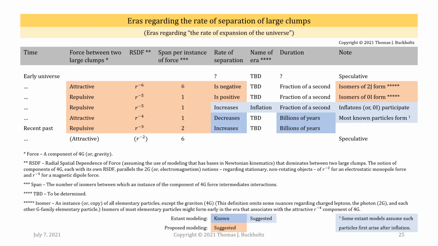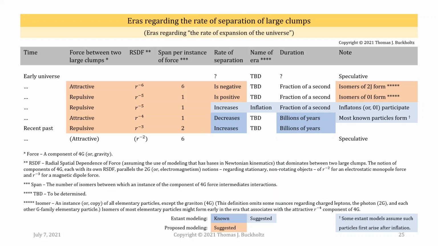My work suggests an explanation for the notion that extant modeling seems to underestimate recent increases in the rate of separation of large clumps. Extant modeling might use modeling that, in effect, extrapolates from modeling that associates with the era of decreasing rate of separation. Proposed modeling associates the dominant effect for that past era with 4G246, or quadrupole, attraction. The span of an instance of 4G246 is one isomer.